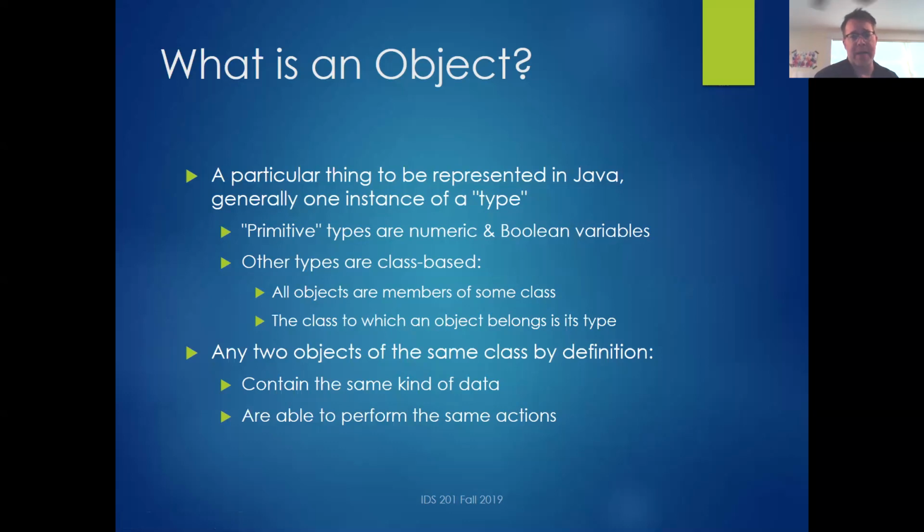Other types are class-based. For example, any object you have in Java has to belong to some class. You can't have an object that doesn't belong to a class. And the class to which an object belongs is its type. So for example, you might have a string object, thus its type is string. Remember, any two objects of the same class, by definition, hold the same kind of data, that is the same set of data types, and are able to perform the same actions. They have the same methods.